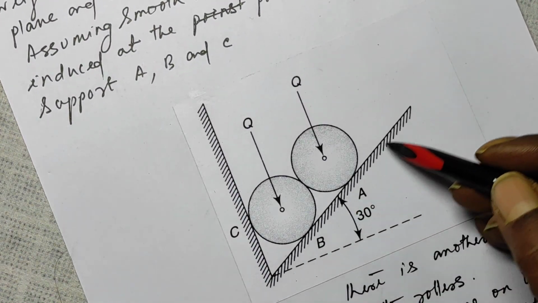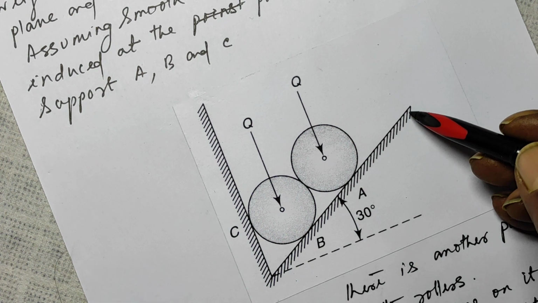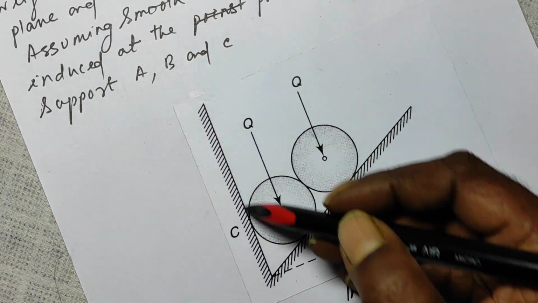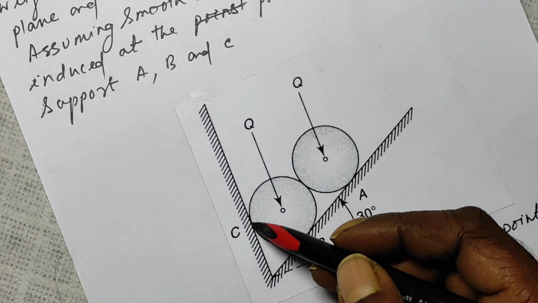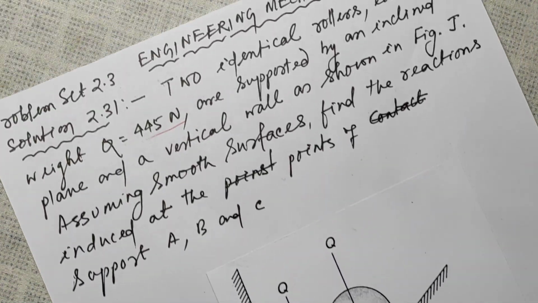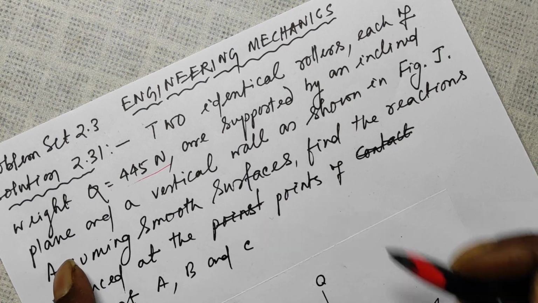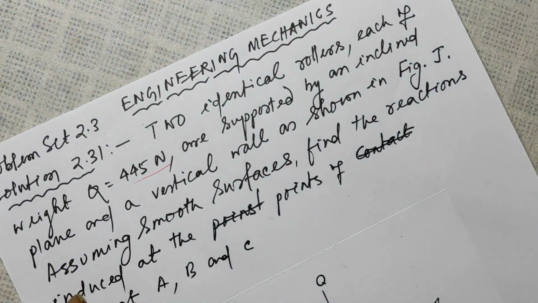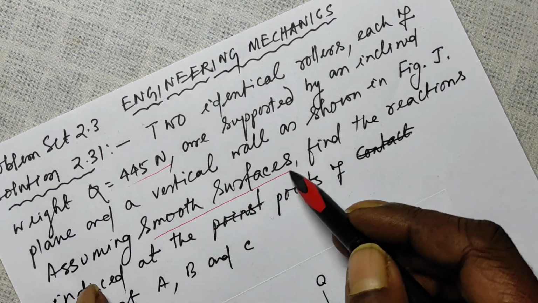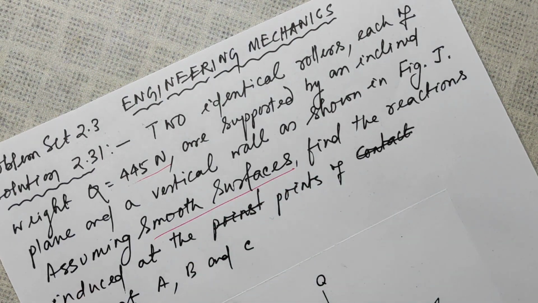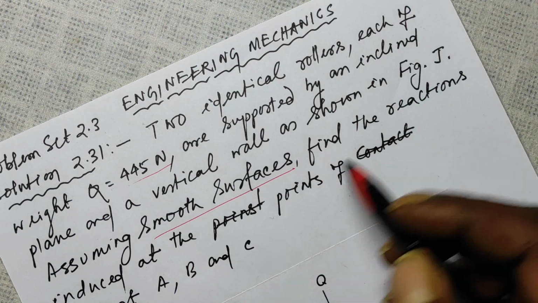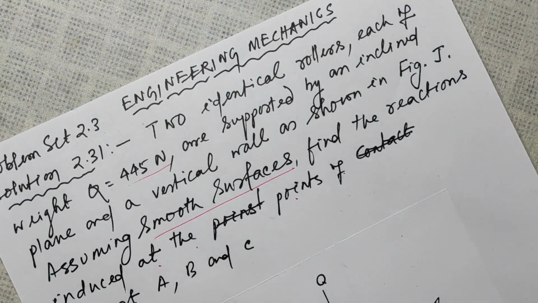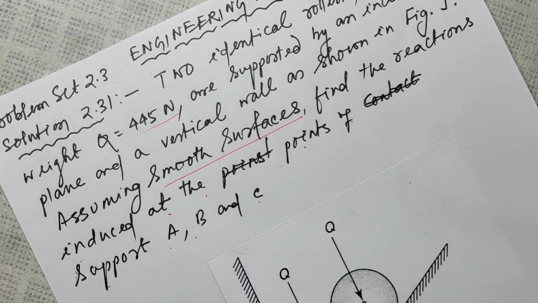This is the inclined plane, smooth inclined plane. There is no friction at the point of contact here and here. And this is a vertical wall. This is also smooth. There is no force of friction here. Supported by an inclined plane and a vertical wall as shown in this figure. Assuming smooth surface means force of friction will not be considered. Find the reactions induced at the points of support A, B and C.